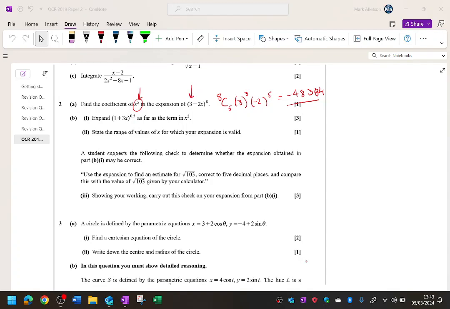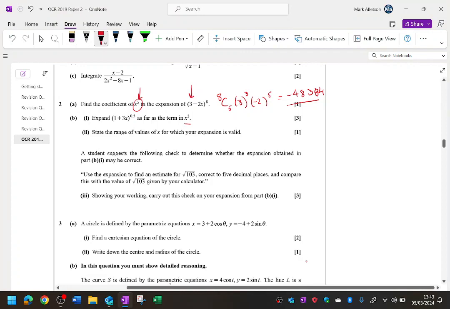Okay, this is question 2b. Part 1 says expand (1 + 3x)^0.5 as far as the x cubed term. So this is a binomial expansion. It's in the right form of 1 plus something to the power of something.